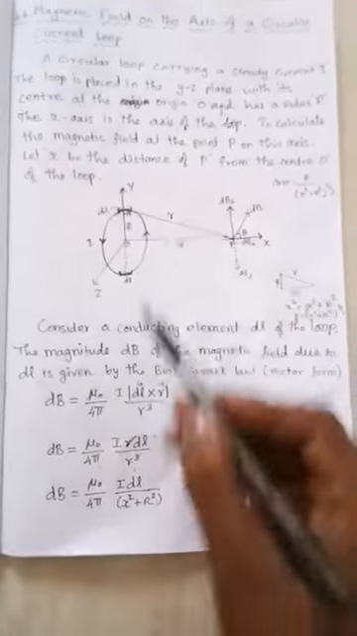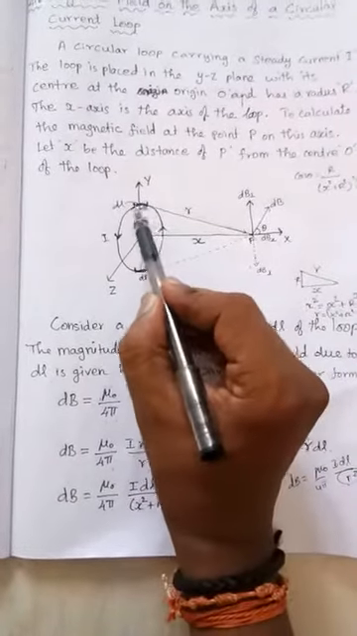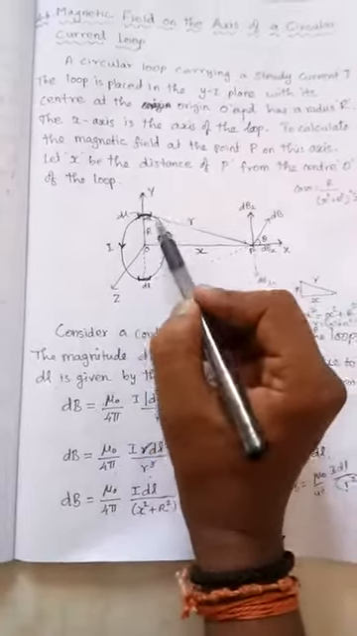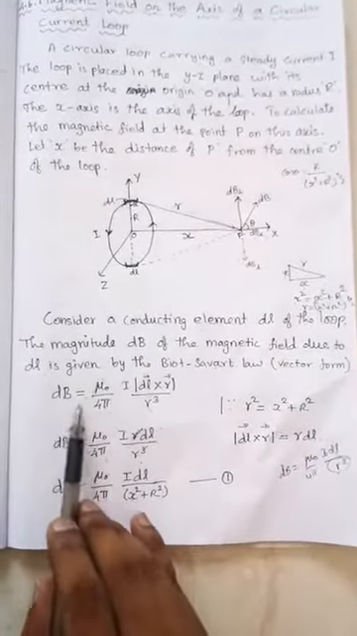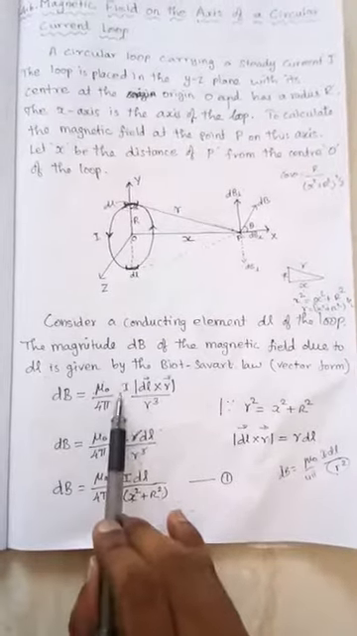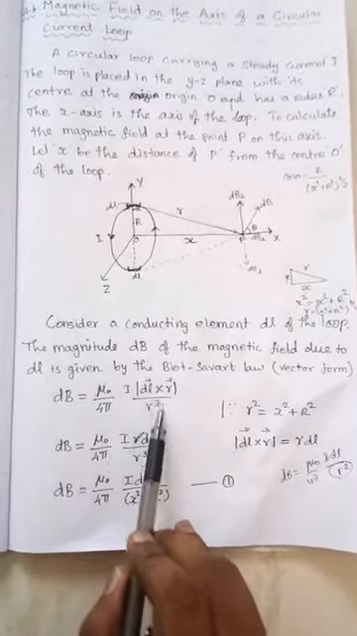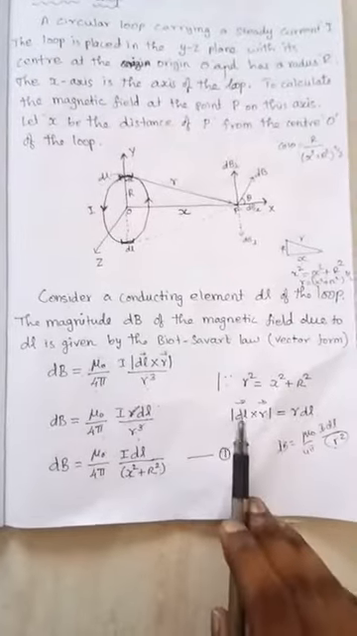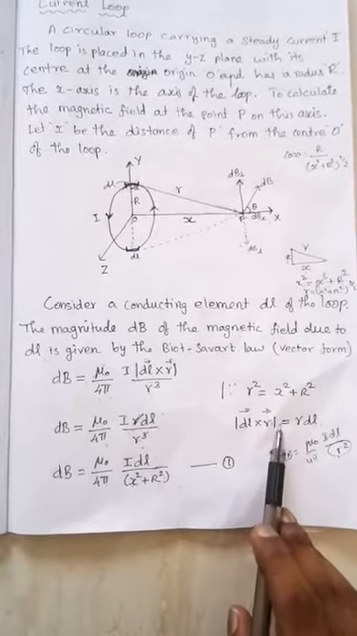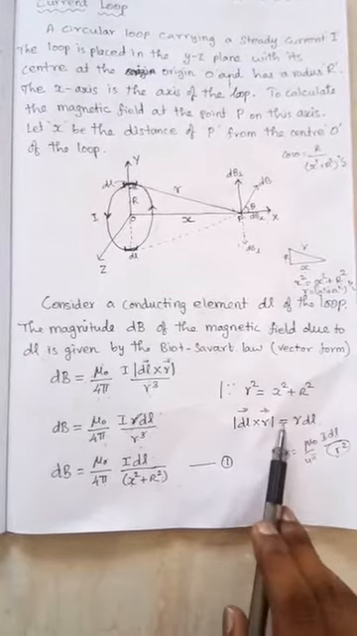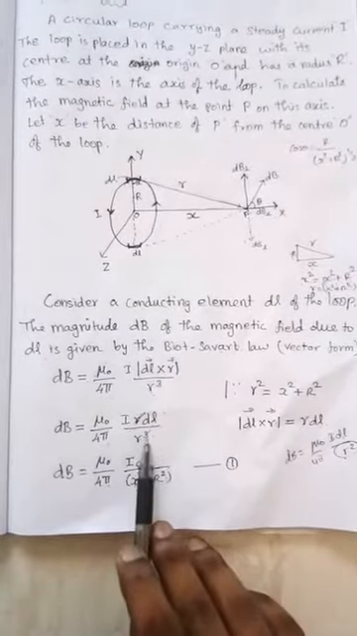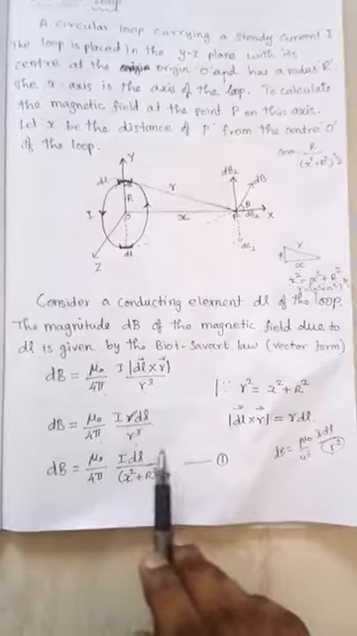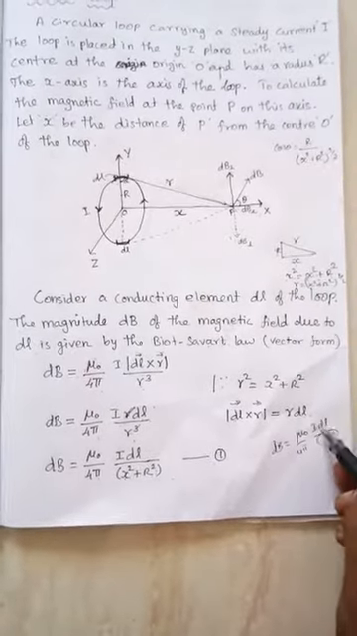According to the Biot-Savart law, first you consider a small length element dl. In vector form, dB is equal to mu naught by 4 pi, I dl vector cross r vector, by r cube. Here the modulus of dl vector cross r vector is nothing but r dl. Substituting, one r cancels, remaining r square. So dB is mu naught by 4 pi, I dl divided by r square.